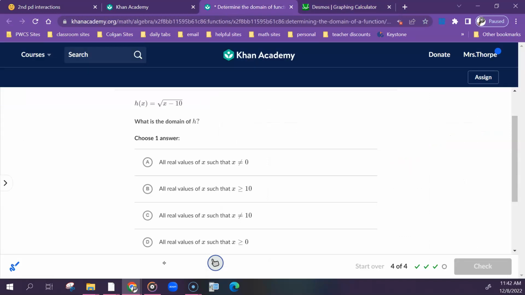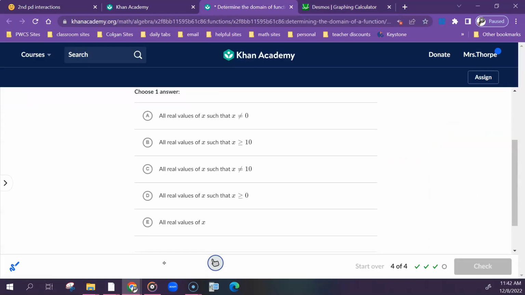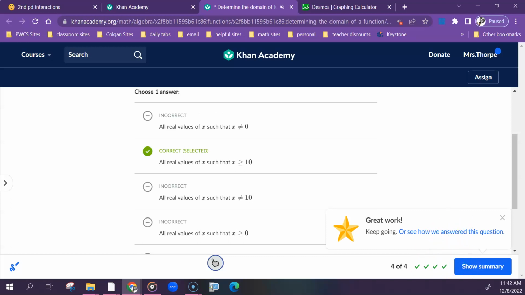Which of these answers match that? That it starts at 10 and it keeps going to the right. So all of your square root equations are going to look something like that. You could also put these in just to make sure.